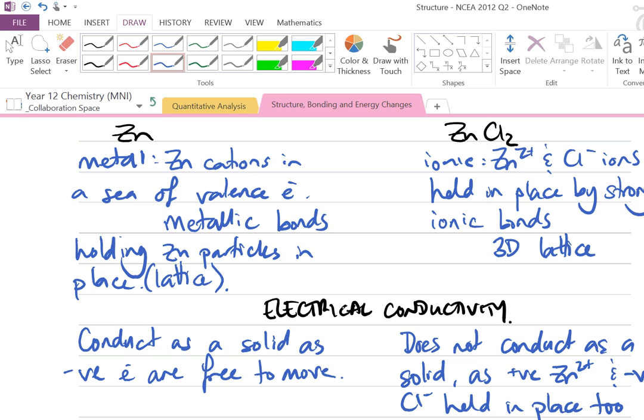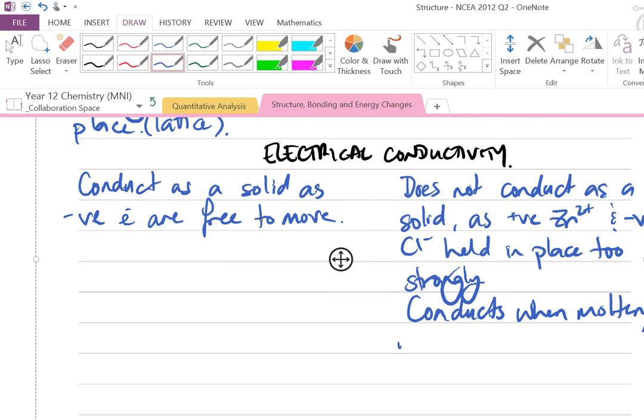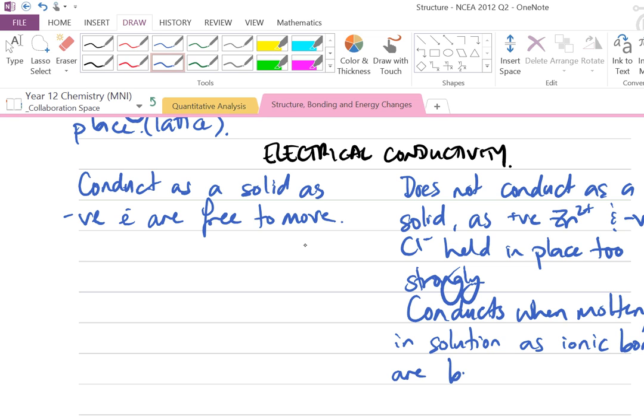Conducts when molten, which means melted, or in solution as the ionic bonds are overcome, broken. Okay, so that means ions are free to move.